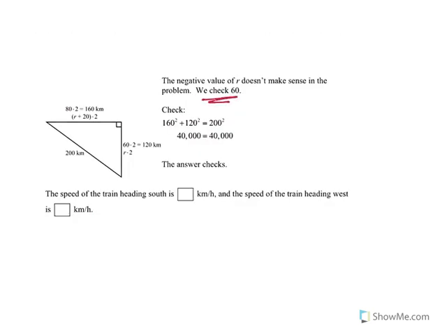So let's check to make sure 60 works. When I plug 60 in for my rate, 60 plus 20 is 80, times 2 is 160, good. And 60 times 2, when I plug it in here, is 120. When I plug it back into a squared plus b squared, does that equal 40,000? And it sure does. So the train heading south, its rate was just plain old 60 kilometers per hour, and the one heading west is traveling 80 kilometers per hour.